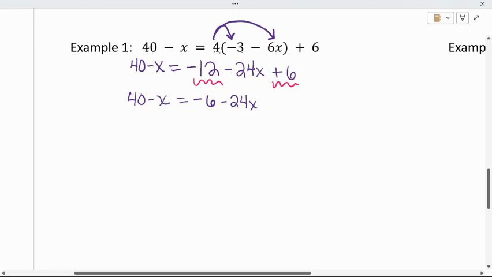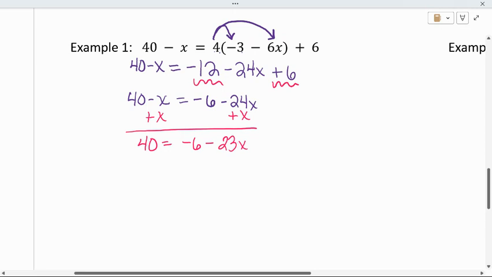So what do you want to do next? It doesn't matter to me. Someone choose. What do you think, Ariana? Plus x. Okay. Add x to both sides. I love that. So I have 40 equals negative 6 minus 20. Whoops, I said 20 and I wrote a 3. Sorry about that. Minus 23x.